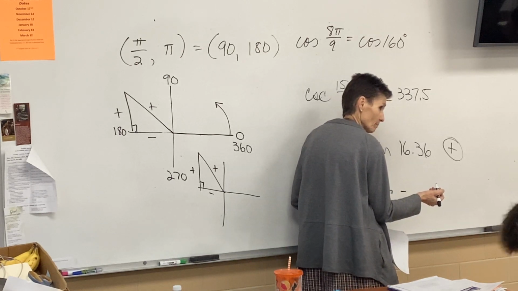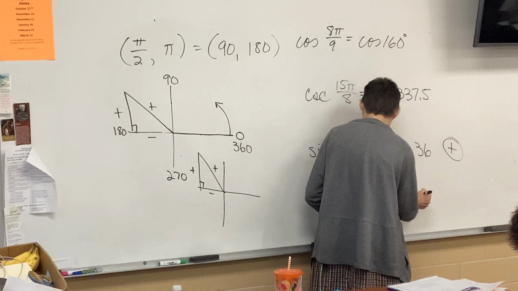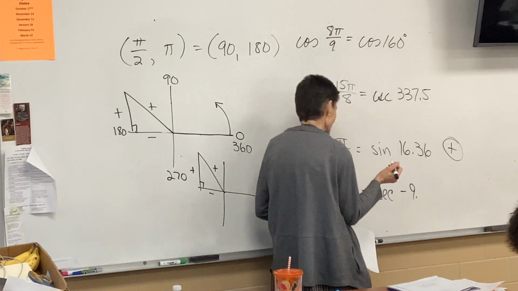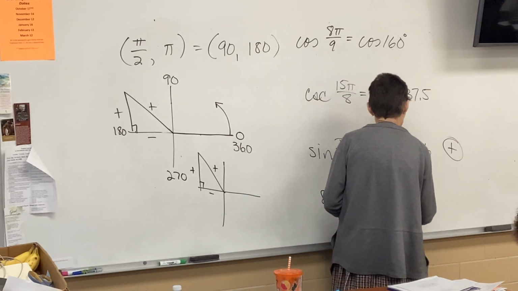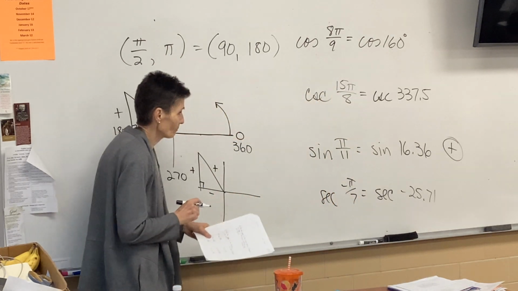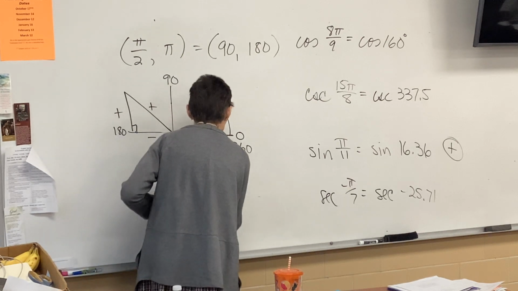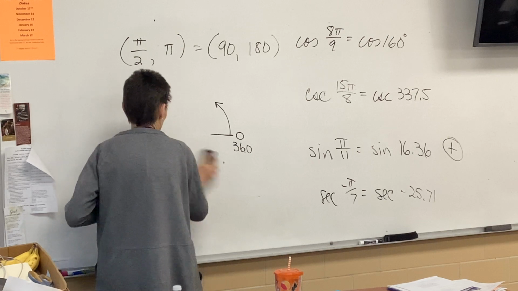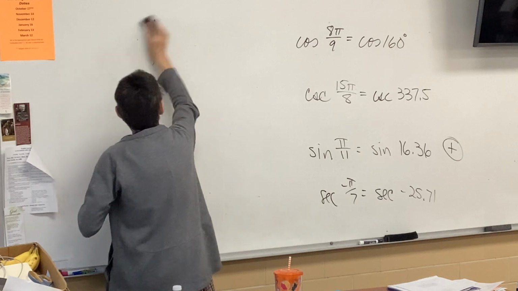Negative 9.35. 180 divided by 7 is 25, so negative 25. Okay. All right, so now we've got degree measures. So now we can figure out whether we're positive or negative based on what quadrant we're in.